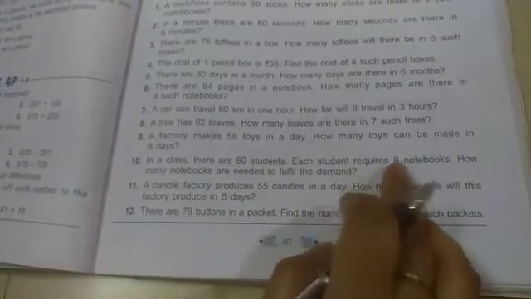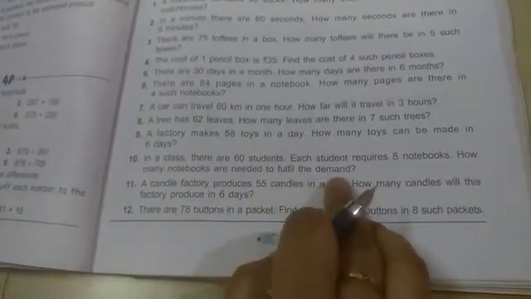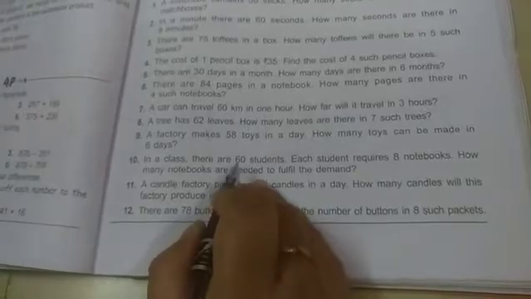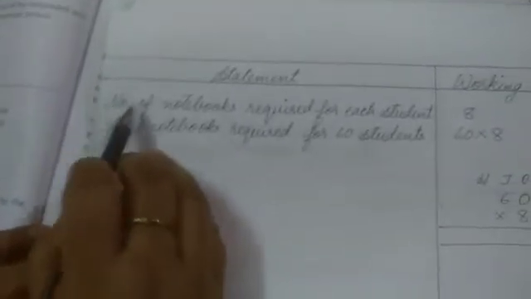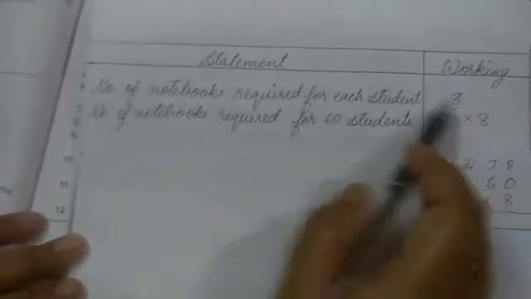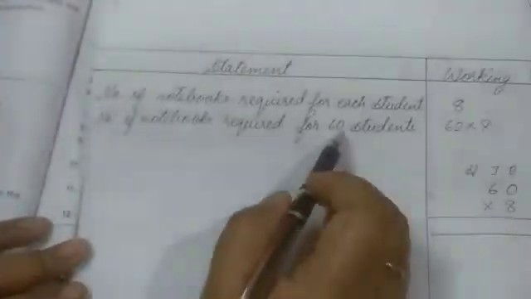Now next question, number 10. In a class there are 60 students. Each student requires 8 notebooks. How many notebooks are needed to fulfill the demand? Now one student needs 8 notebooks, so we have to find for 60 students. So what we will do? As notebooks are countable, we will start the statement with number of. So we'll write number of notebooks required for each student, we will write 8. Number of notebooks required for 60 students.